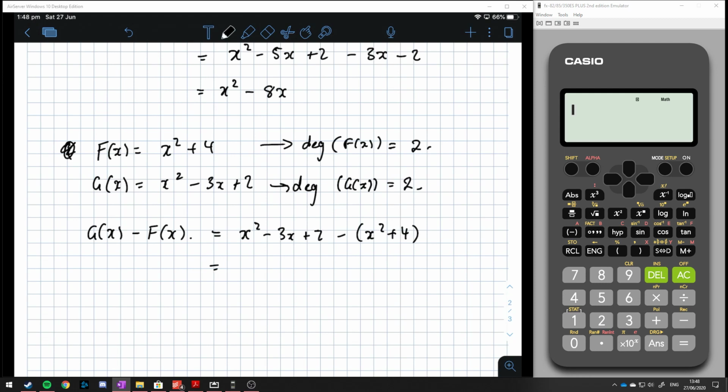Okay, and I'm putting that together, or expanding it out I should say first. We get minus x squared minus 4, and now putting it together, the x squared is going to cancel out. I'm going to be left with minus 3x minus 2, okay? And so in this case, the degree is actually the smallest one, or it's actually a smaller value, okay?